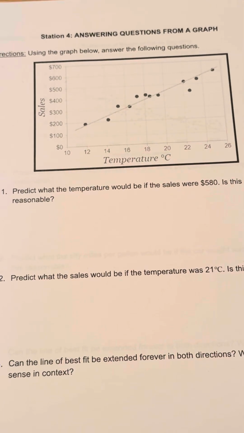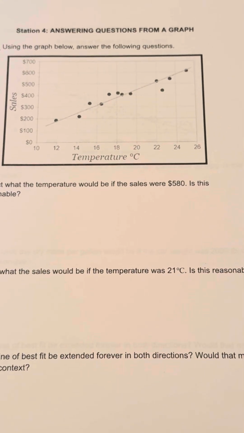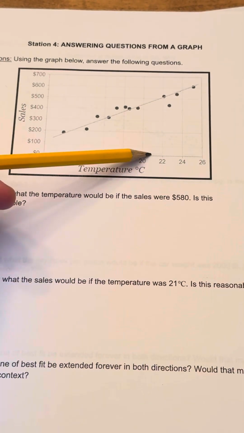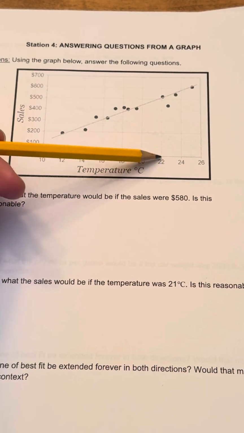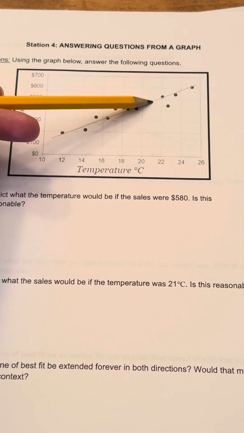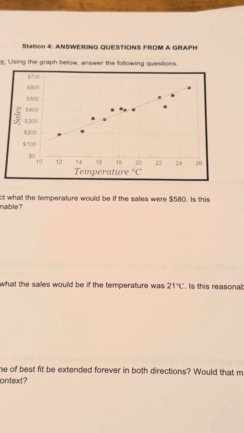Now the second question says to predict what the sales would be at 21 degrees. And also, is that reasonable as well? So if I go to 21 degrees, I'm going to go in between because this would be 20, this is 22, so 21 is halfway. And I'm just going to follow that up until I get to about here. And then I'm just going to go over here to about right here. That looks like about $480. I don't know why I want to say degrees, but it's about $480-ish.